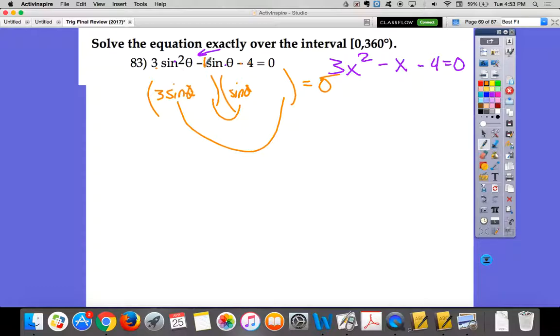So I don't need 2 and 2. I need to keep 4. But I don't want the 4 over here because 4 times 3 gives me 12. I want the 4 here, and put a 1 there. 4 times 1 is 4.